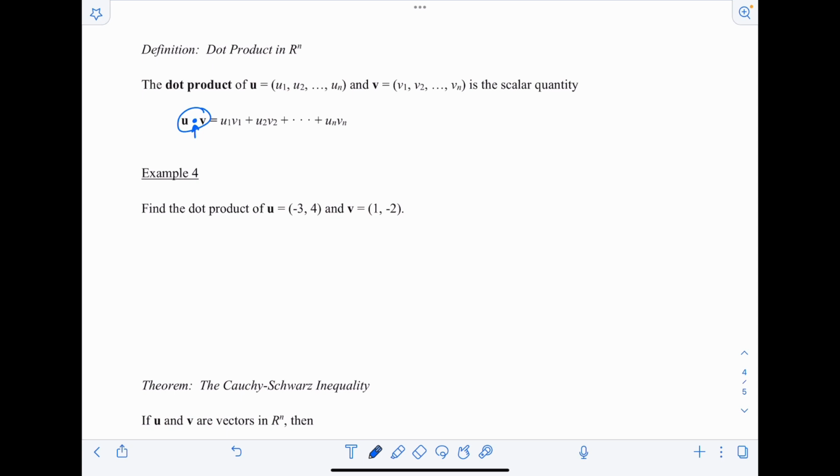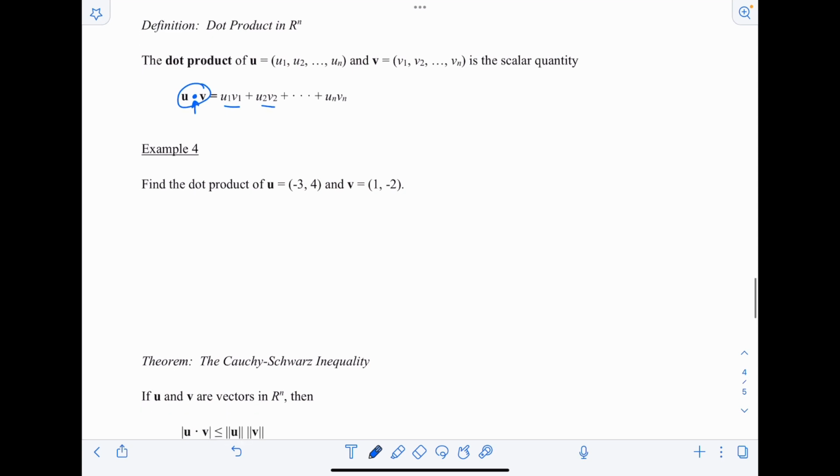The way we find it is we take u1 times v1 plus u2 times v2, and you keep going for as many components as you have in the vector. So very simply, to find the dot product of u and v here, I take negative 3 times 1 plus 4 times negative 2, and that's negative 3 minus 8, which is negative 11. That's the dot product.